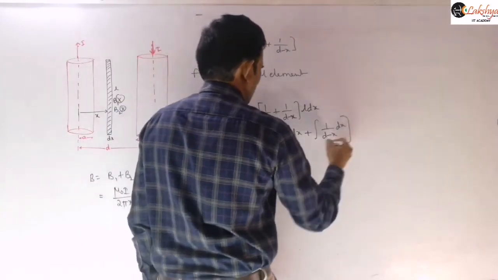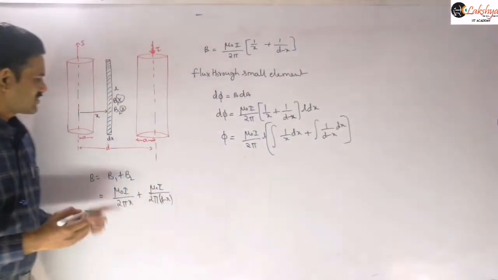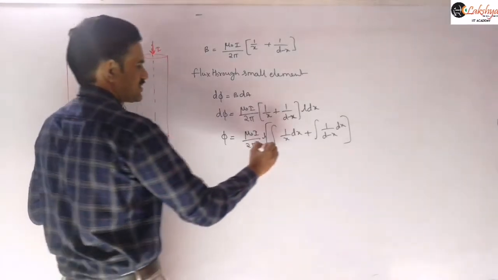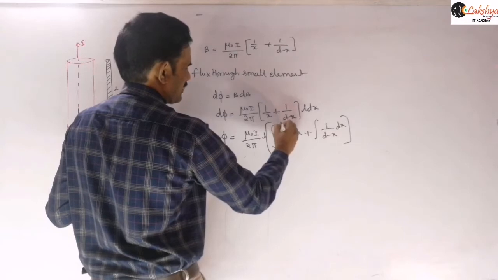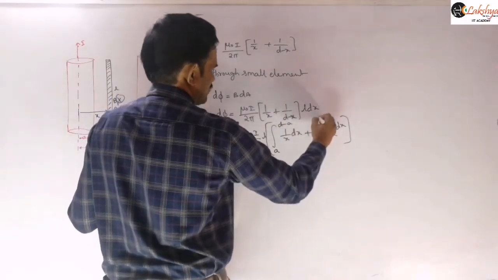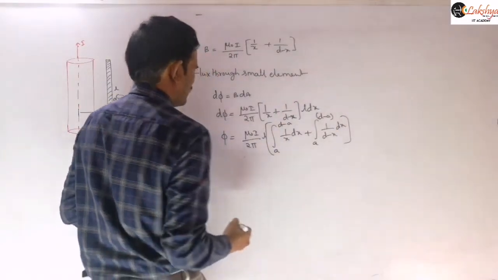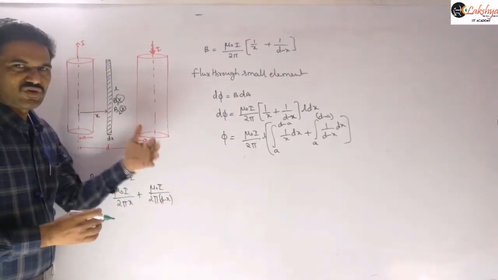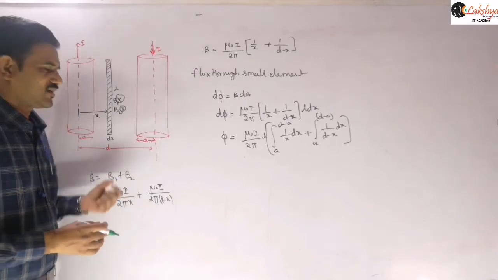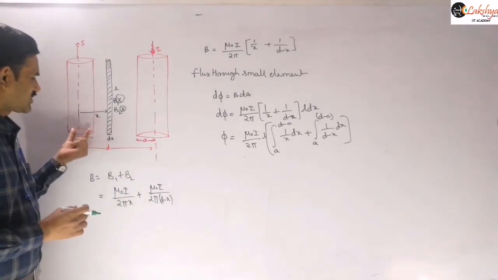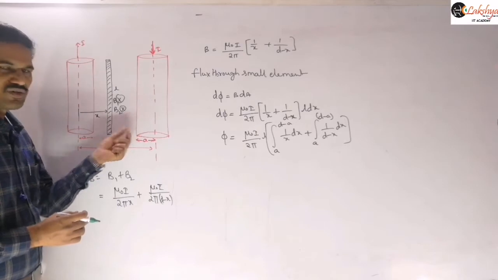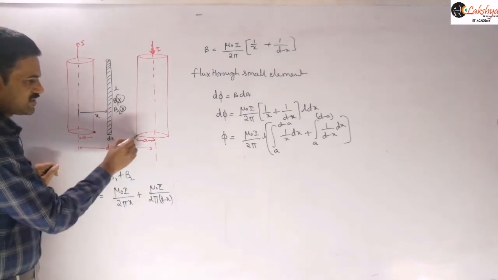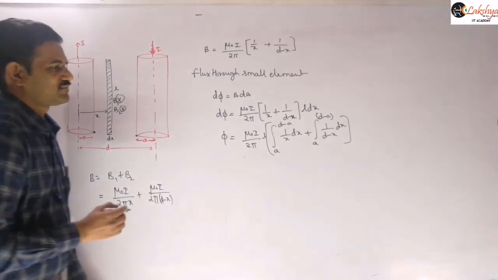And so now you can take the limits of x here. The x varies from a to d minus a. So it is the variation of x. That means because we are calculating in between the two conductors only, not inside. We are not considering inside the conductor. So from here to here we need to calculate. So that means this point is x equal to a, and this point is x equal to d minus a.